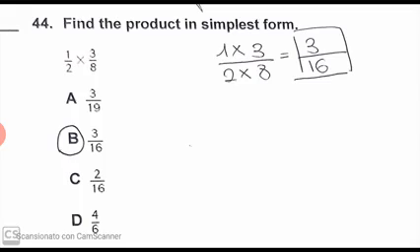Number 44. Find the product in simplest form. You have 1 over 2 times 3 over 8. We said that in multiplication we make numerator times numerator over denominator times denominator. So we make 1 times 3 over 2 times 8. 1 times 3 is equal to 3. 2 times 8 is equal to 16. So the result is 3 over 16. So the answer is B.